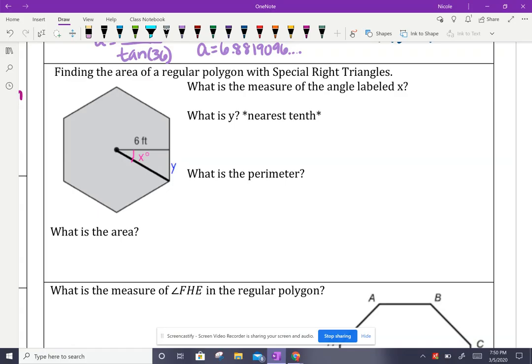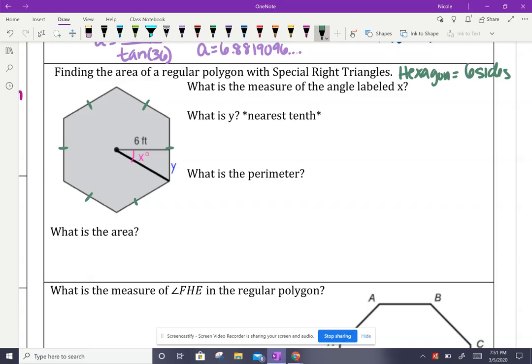First, we need to identify what kind of shape it is. So we have 1, 2, 3, 4, 5, 6 sides. We are dealing with a hexagon. So this question is going to lead you through some of the things we need to find. The first one says, what is the measure of the angle labeled x?